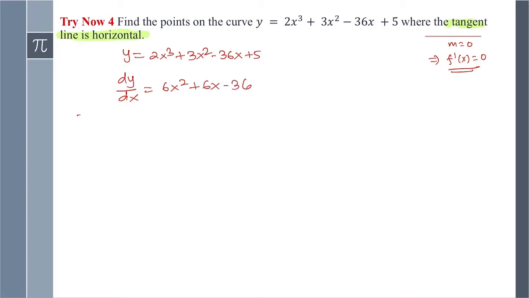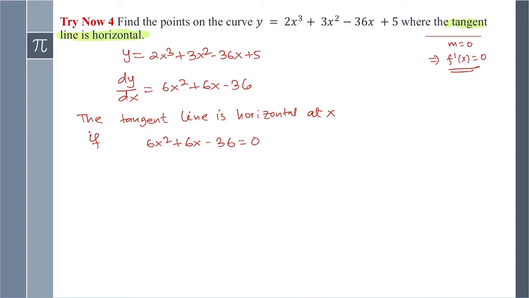Now the tangent line is horizontal at x if 6x squared plus 6x minus 36 is 0. So that means this derivative is 0 wherever the tangent line is horizontal. So derivative 0 means slope is 0, okay? Now we just have to solve this equation to find the x values.